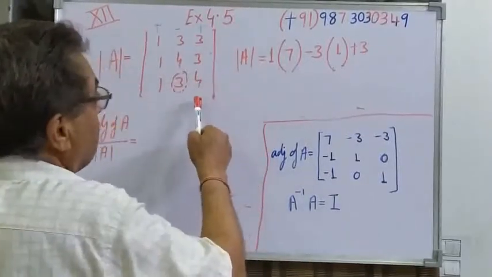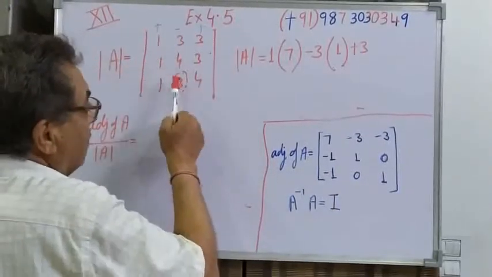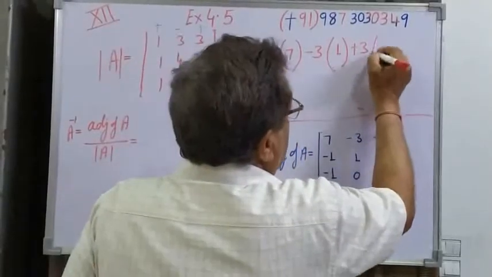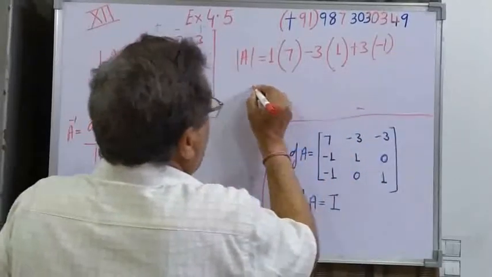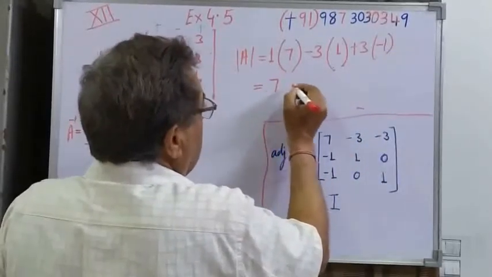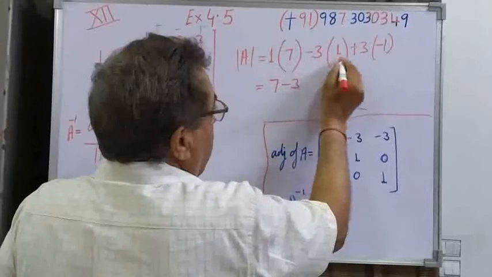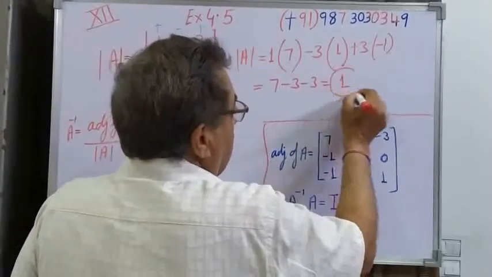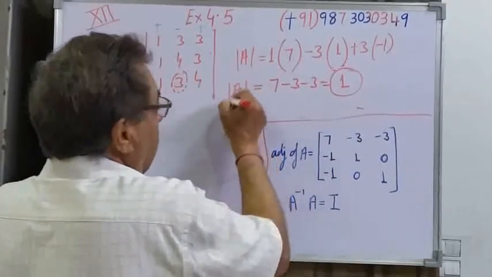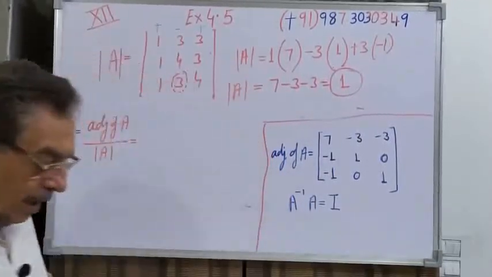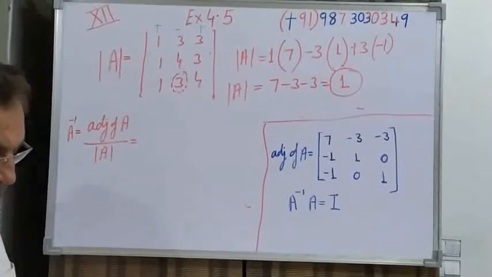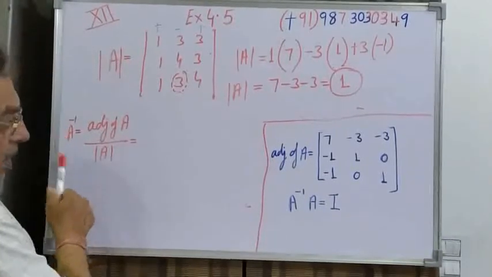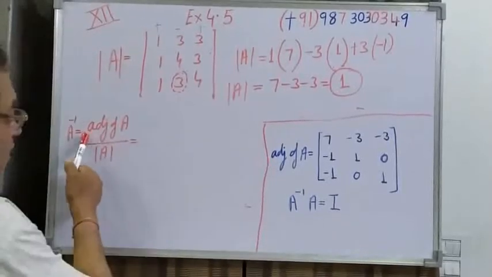Plus 3. Hide this column, this row. 1 3 is 3 minus 4 minus 1. Minus 1. So overall we get 7 minus 3 minus 3 is equal to 1. So this is the determinant of A. So what is the value of the determinant? A comes to be 1. So now we want the inverse of A.